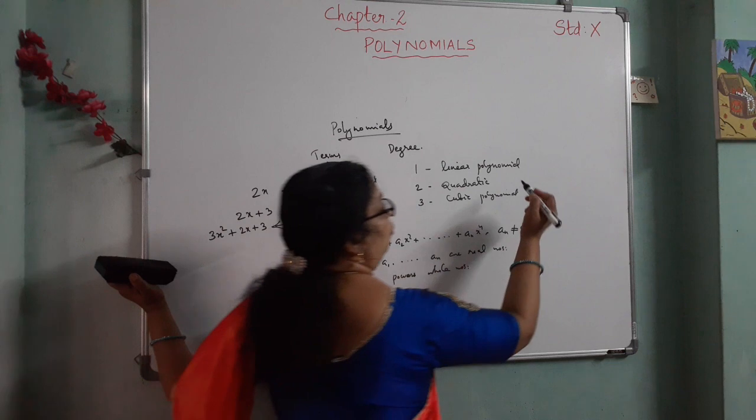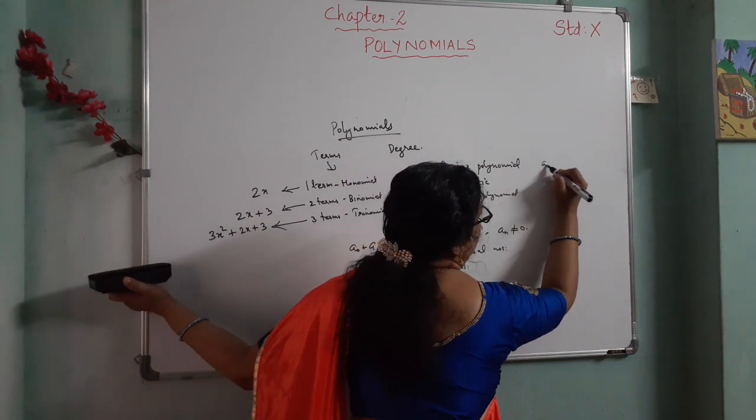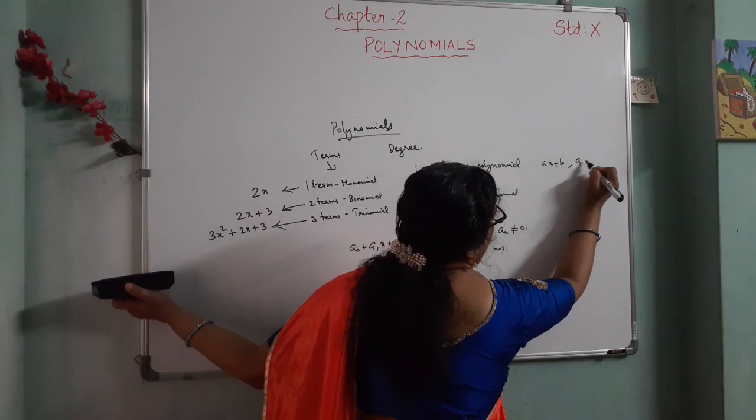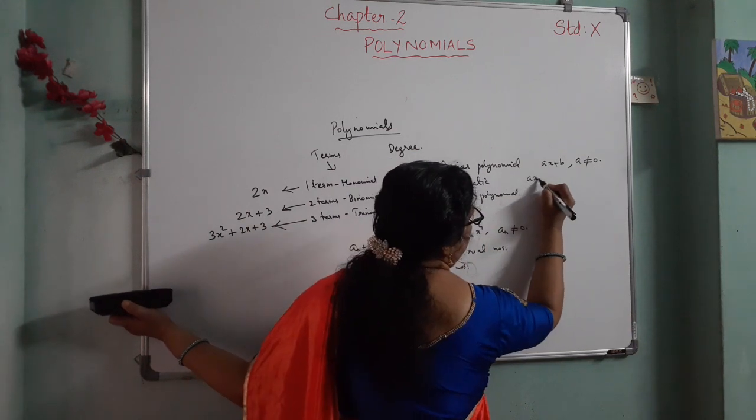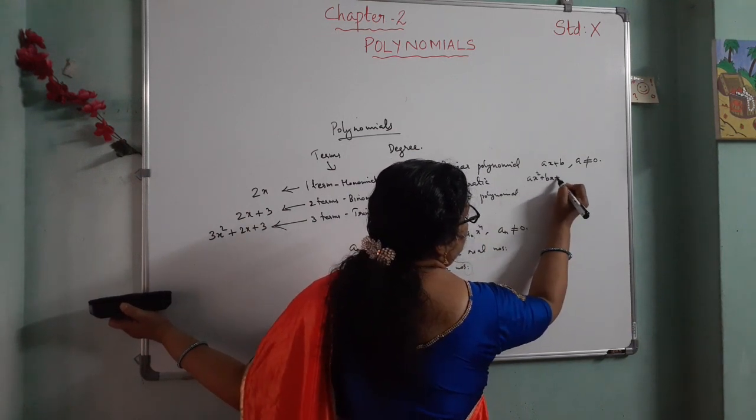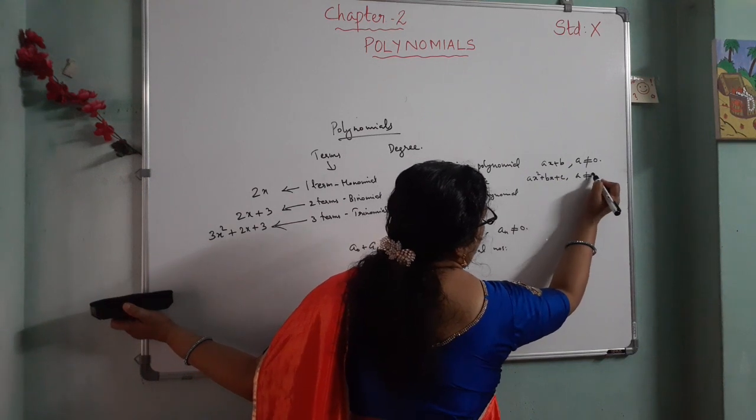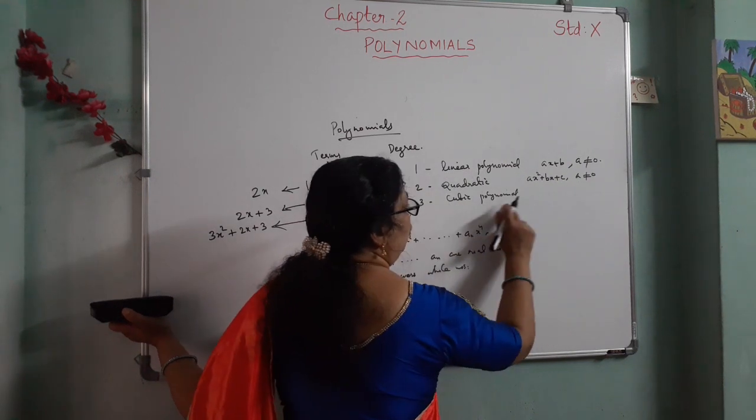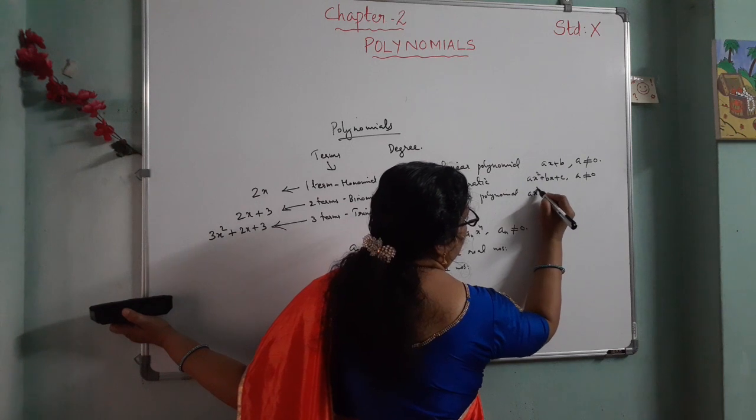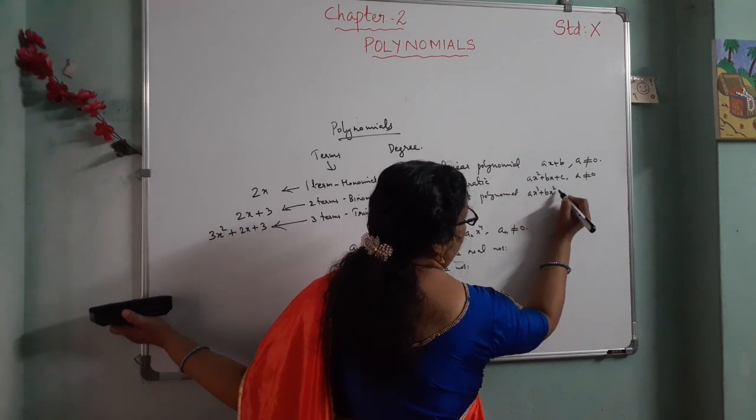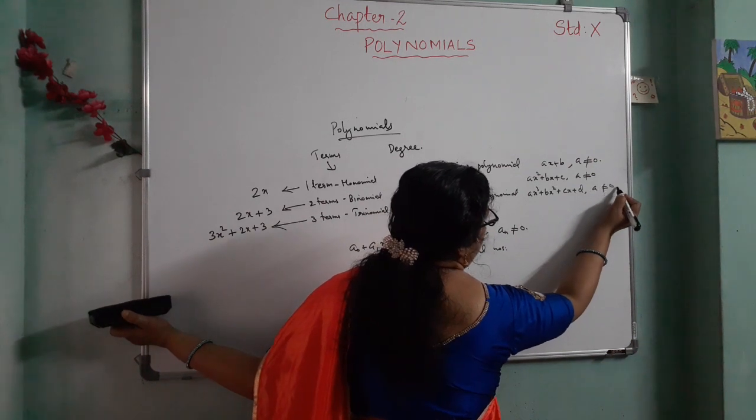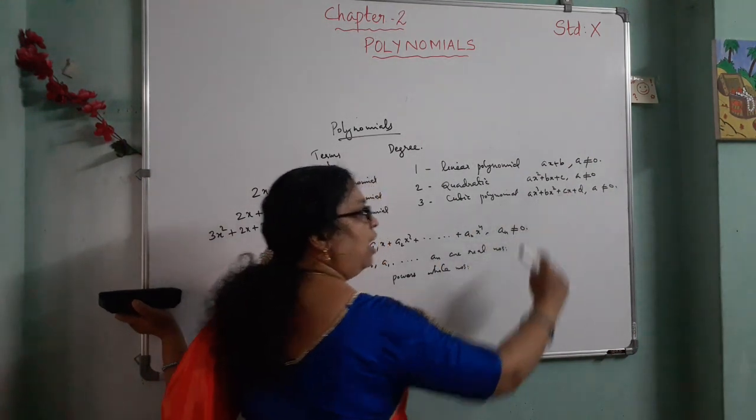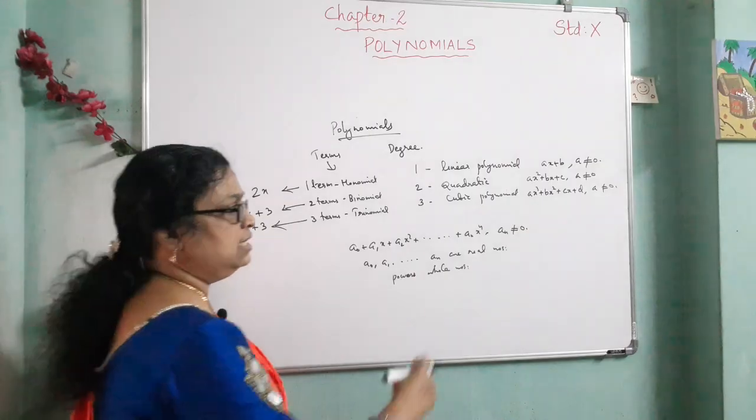The general form of a linear polynomial is ax plus b, a not equal to 0. The general form of a quadratic polynomial is ax square plus bx plus c, a not equal to 0. And the general form of a cubic polynomial is ax cube plus bx square plus cx plus d, where a is not equal to 0. a, b, c, d are constants and the variable is x.